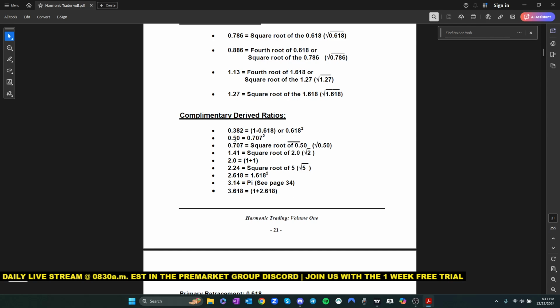Then we have the 0.50. For the 0.50, you take 0.707 squared, and that's how you get 0.50. And if you look at 0.707, we get that from the square root of 0.50. If you look at 2, 2 is the inverse of the 0.50. So if there's a 0.50 retracement, we get a 2.0 projection. And if we get a 0.707 retracement, we get a 1.41 projection.